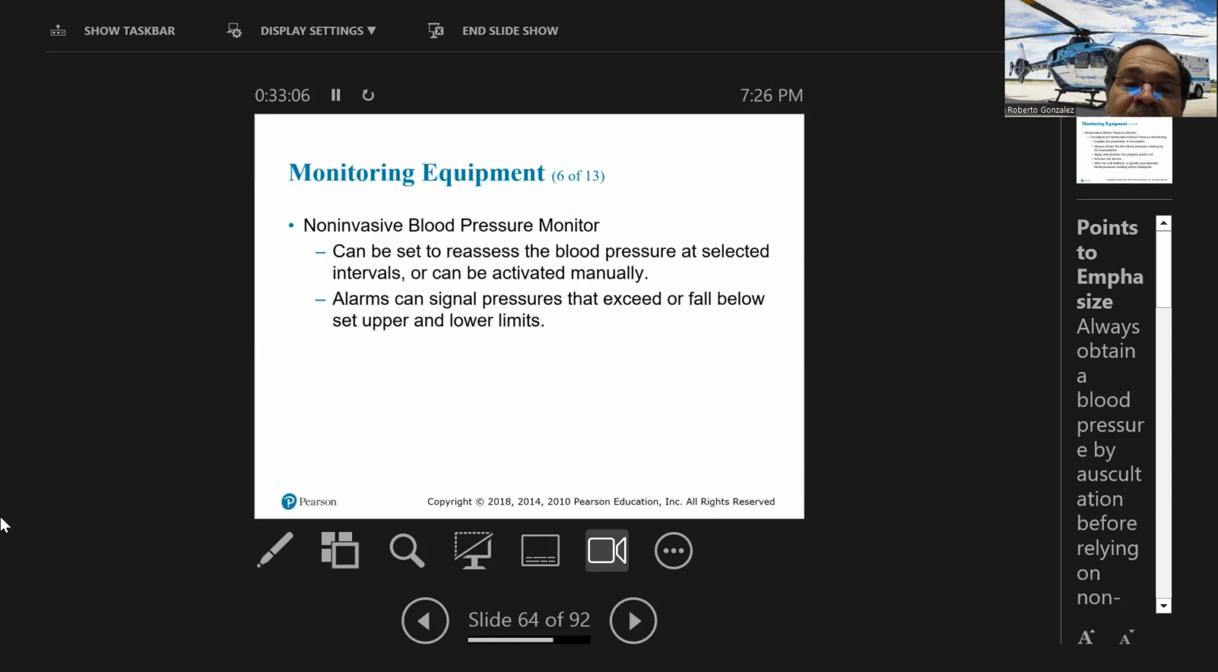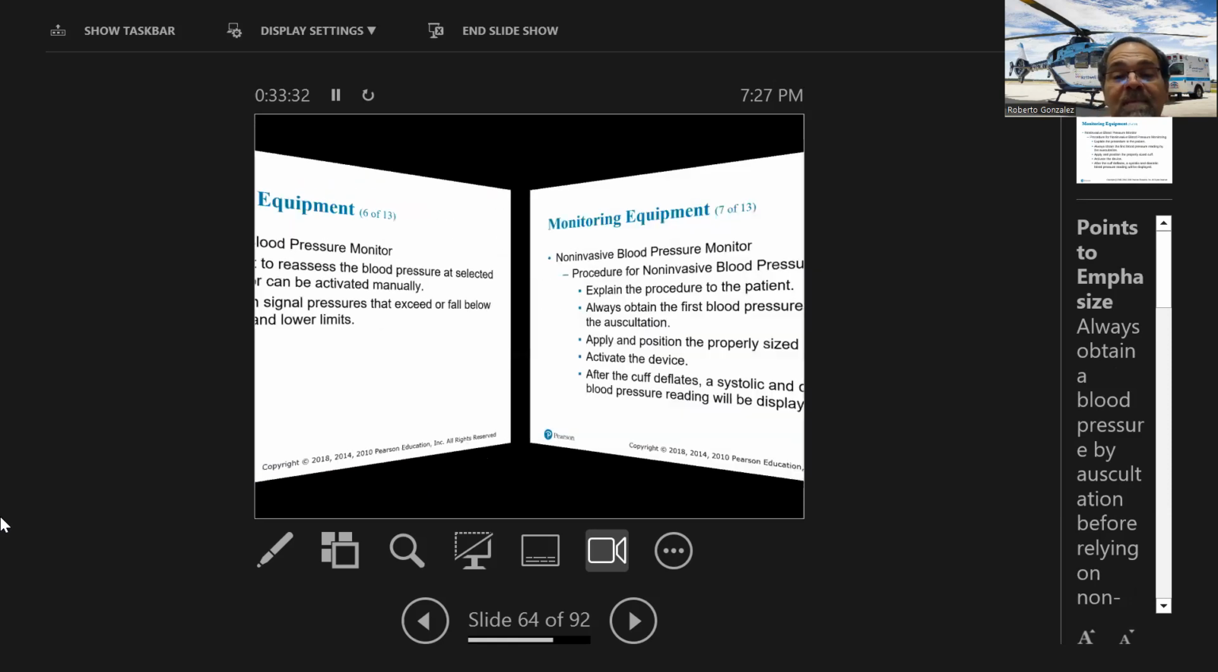Monitoring equipment: the non-invasive blood pressure monitor can be set to reassess the blood pressure at selective intervals, or can be activated manually. Alarms can signal a pressure that exceeds or falls below the set upper and lower limits.